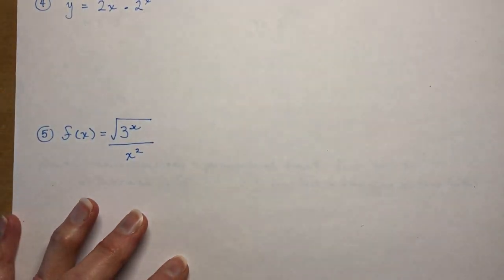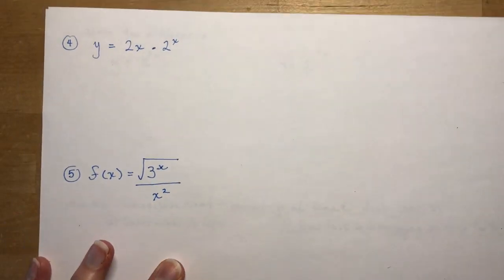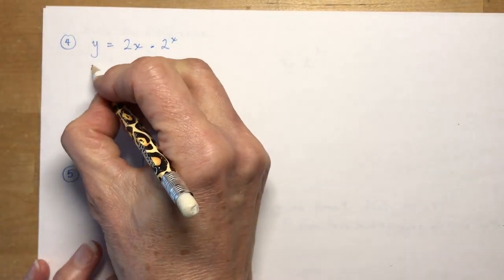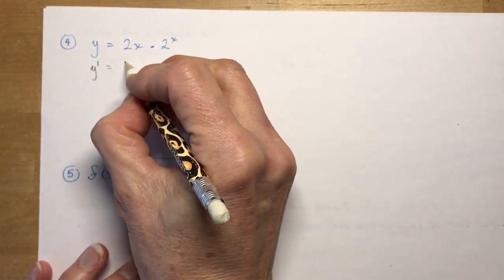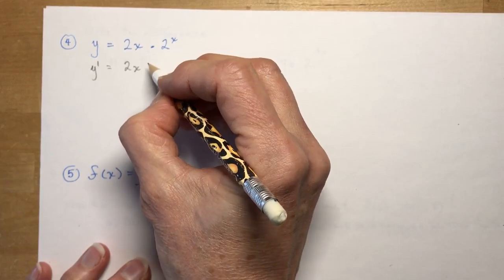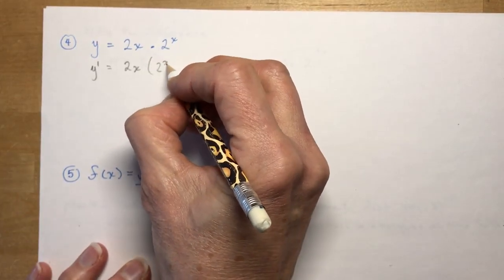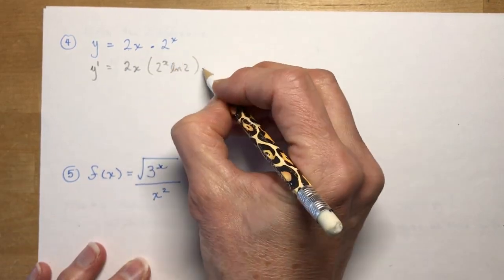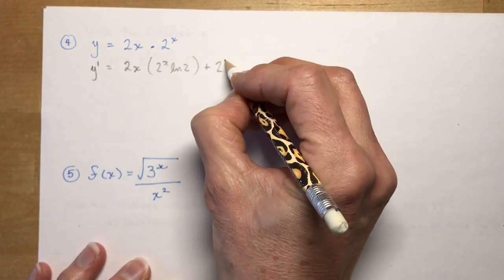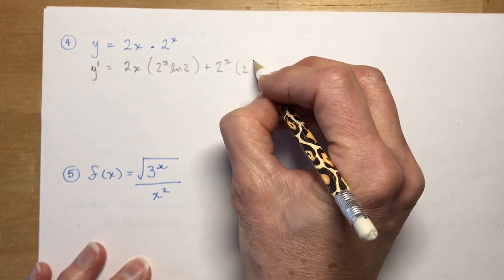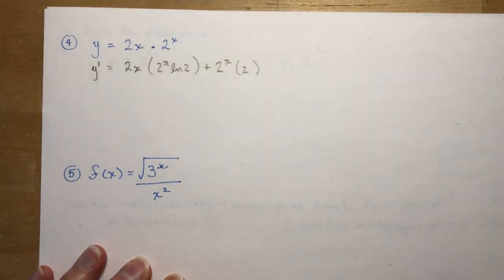And I have a product rule. So I have 2x times 2 to the x. So I'm going to do the product rule. I'm going to do first times the derivative of 2 to the x. So that's 2 to the x ln 2. First times the derivative of the second plus the second times the derivative of the first, which is 2. And there's my product rule.